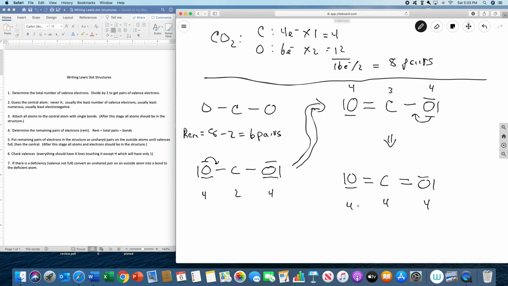This will blow your math teacher's mind, right? 4 plus 4 plus 4 equals 8. Anyway, that is the Lewis dot structure. And you can see we've got unshared pairs of electrons. And I'll tell you right now, unshared pairs of electrons are very important to the chemistry of these molecules. Also, the fact that it's double bonds versus single bonds is important to the chemistry.